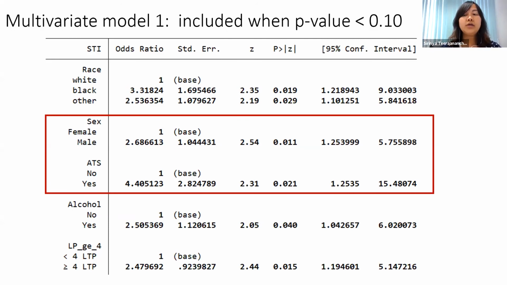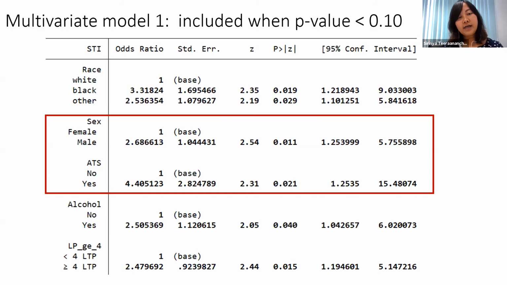And also, patients who use ATS were more likely to have STI, with increased odds of 4.2 times and a wide confidence interval, because we will see that they have a small proportion of patients who use ATS and have STI. So the 95% confidence interval is wide. And this can be a good model.